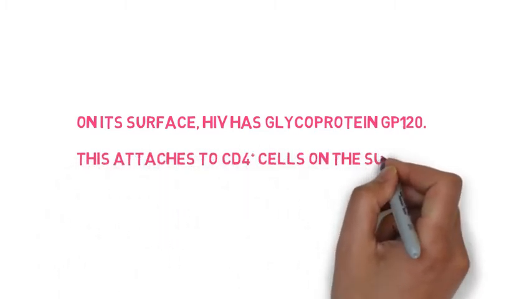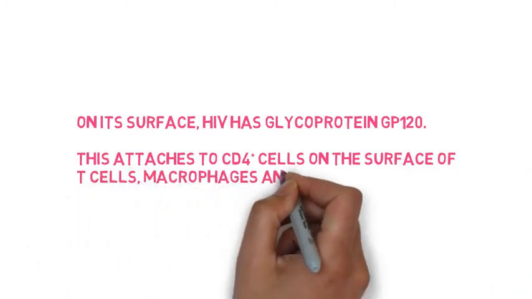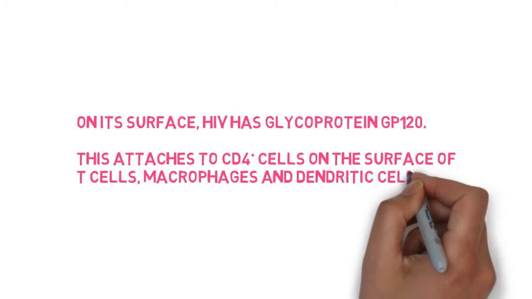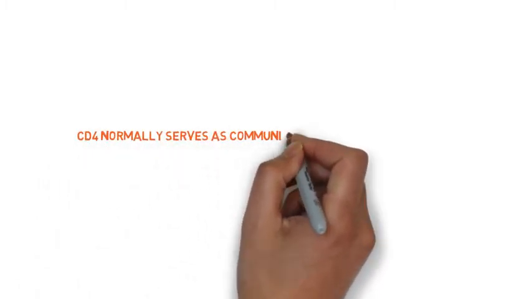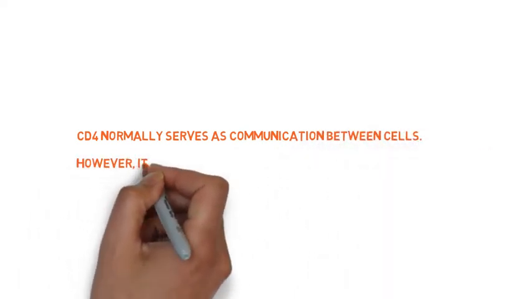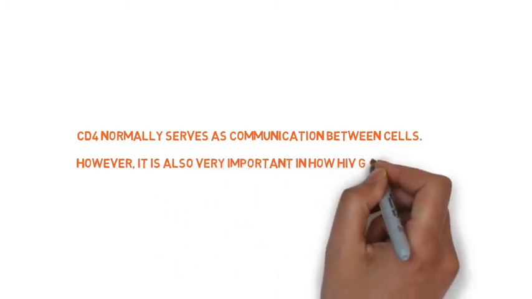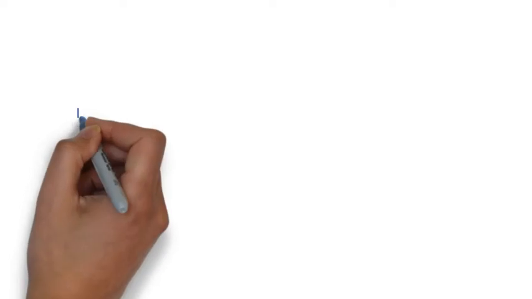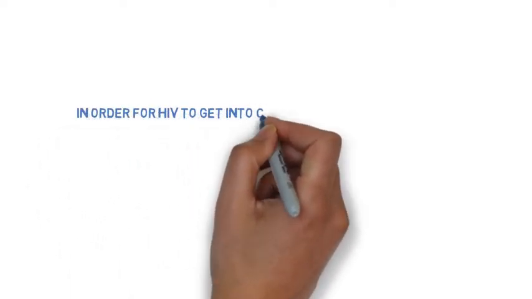This attaches to CD4 plus on the surface of T cells, macrophages, and dendritic cells. The CD4 plus normally serves as communication between cells. However, it is also very important in how HIV gets into cells. In order for HIV to get into cells, two things must occur.